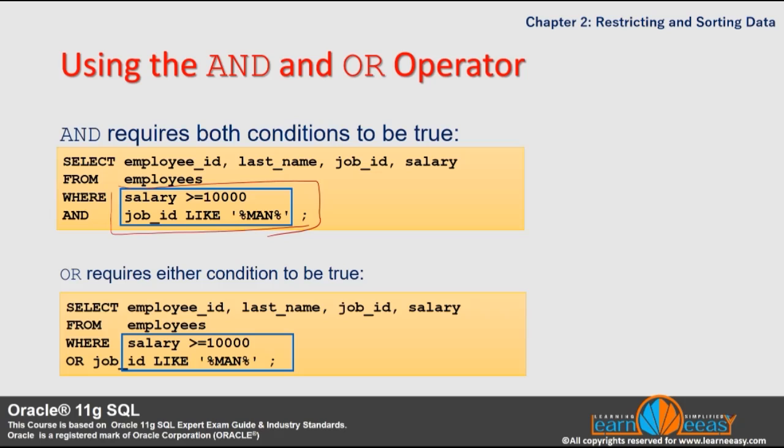Example 2, OR operator. SELECT employee_id, last_name, job_id, salary FROM employees WHERE salary >= 10,000 OR job_id LIKE '%MAN%'. In the second example, either condition can be true for any record to be selected. Therefore, any employee who has a job ID that contains the string MAN or earns $10,000 or more is selected.